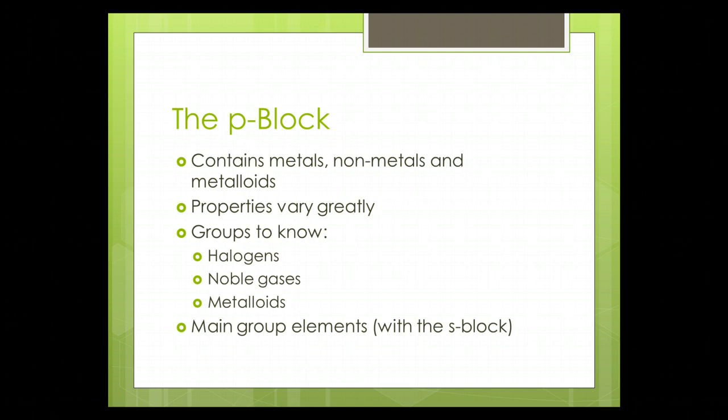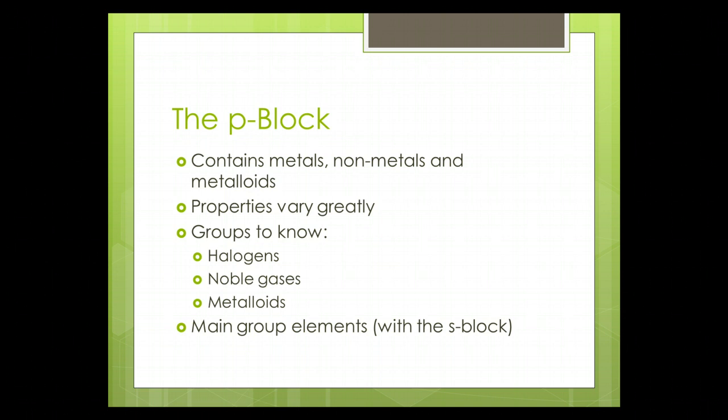Noble gases are group 8 or 18, depending on how your periodic table is numbered. They have a complete outer shell of electrons. They're very unreactive and they are most stable. And the last group that I would want you to know from the P block would be the metalloids.